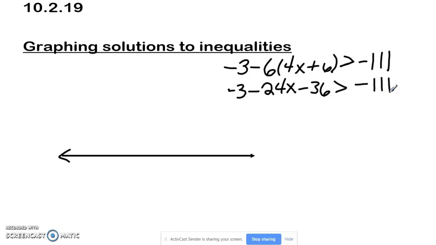On the left, I have like terms. I have a -3 and a -36. That's a total of a -39. So I'm going to put my -24x first. -24x minus 39 is greater than a -111. Now it's a two-step inequality. Move the constant over, move the -39 over. To do that, we've got to add 39 to both sides.